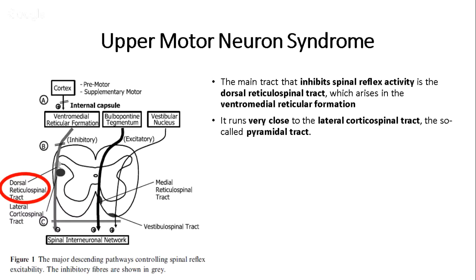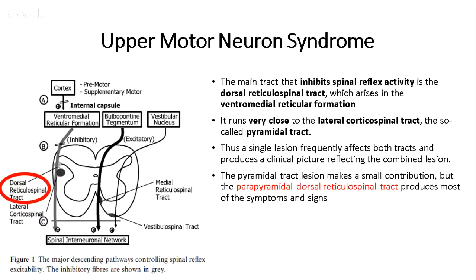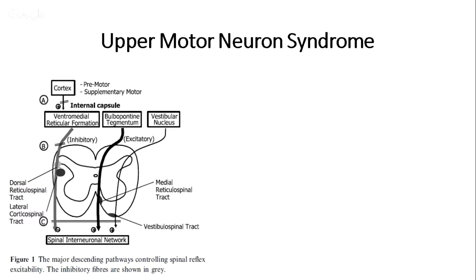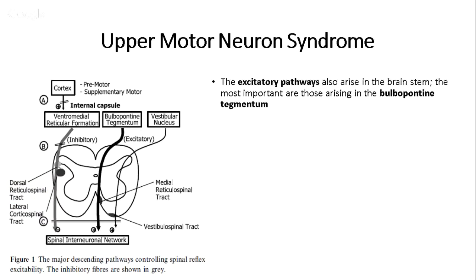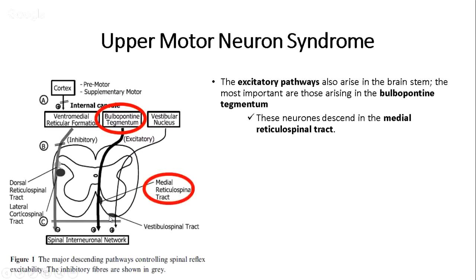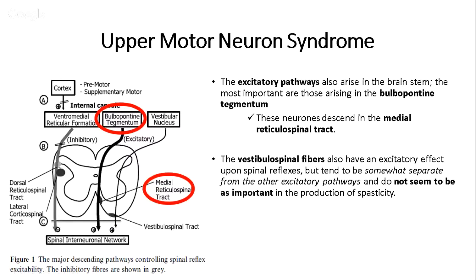And this runs very close to your corticospinal tract, the pyramidal tract, and they have a very small contribution to spasticity. Then there are also the excitatory pathways, which arise more from the bulbopontine tegmentum, and they descend in the medial reticulospinal tract here. And there are also vestibulospinal fibers here from the vestibular nucleus. It comes down, and this is another excitatory pathway, but this is not very important.